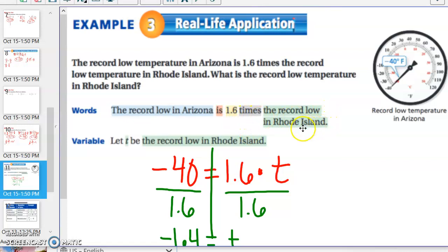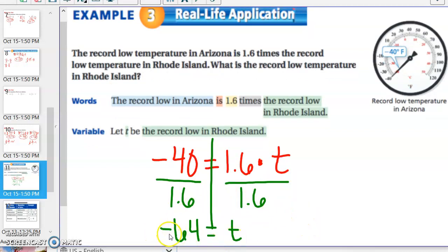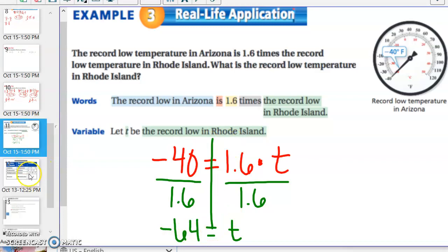1.6 times the record low in Rhode Island. Well, 1.6 times, and they tell me to use T for the record low in Rhode Island. Then I'm multiplying by 1.6 here, so I'd have to divide by 1.6 on both sides, and that gives me negative 64 is the record low temperature in Rhode Island.